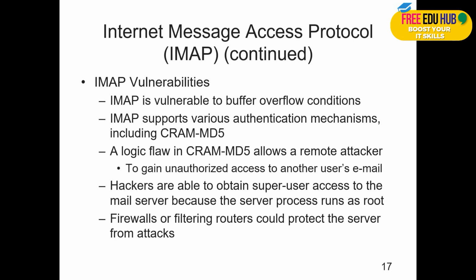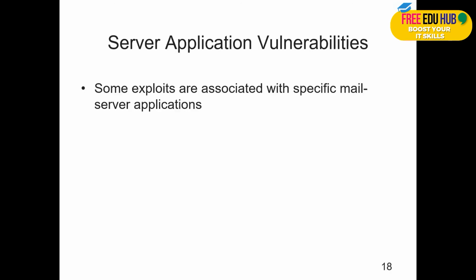Now, the vulnerabilities related to IMAP: it's vulnerable to buffer overflow conditions, and it supports various authentication mechanisms including CRAM-MD5, with logic flaws. For example, CRAM-MD5 allows a remote attacker to gain unauthorized access to another user's email account remotely. Hackers are able to obtain super user access to the mail server because the server process runs as root, so they can delete the emails, modify them, and then create the distribution list for their own accounts. Firewalls or filtering routers could protect the server from the basic kinds of attacks.